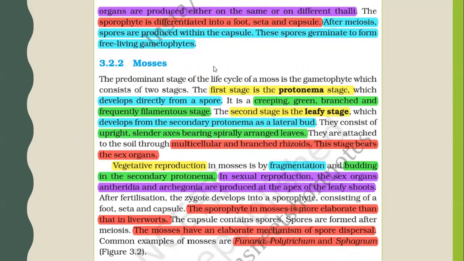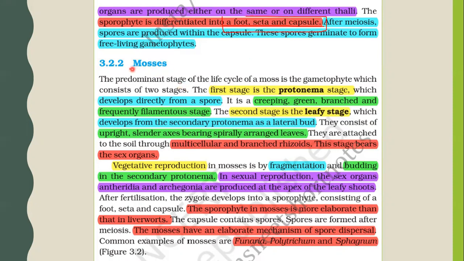The organs are produced on either side. The sporophyte is differentiated into foot, seta, and capsule. Done, everybody. I hope you can see that.